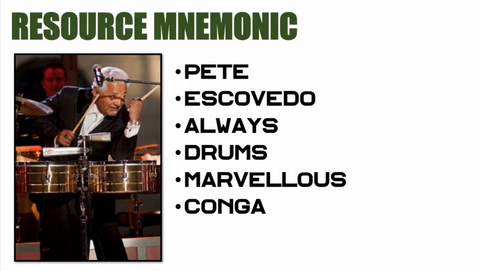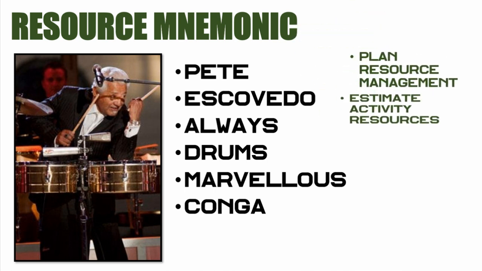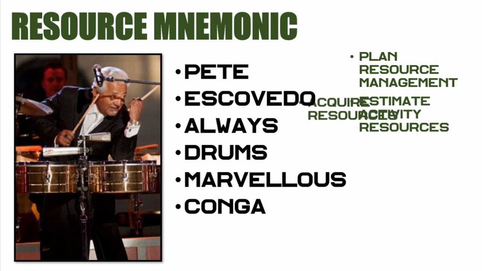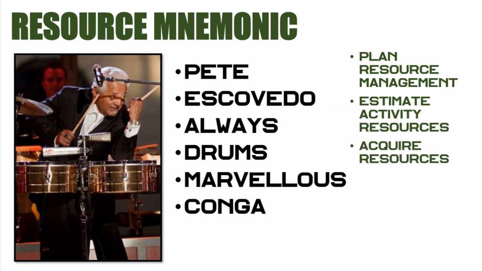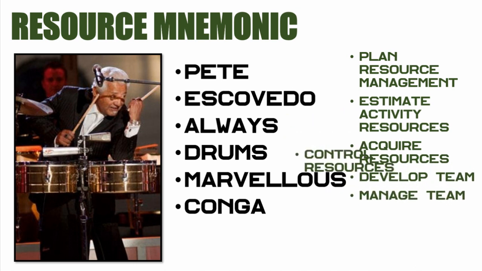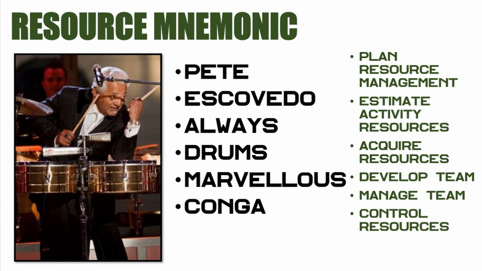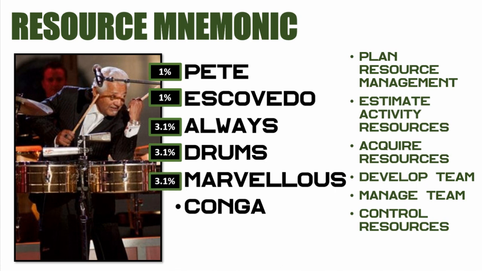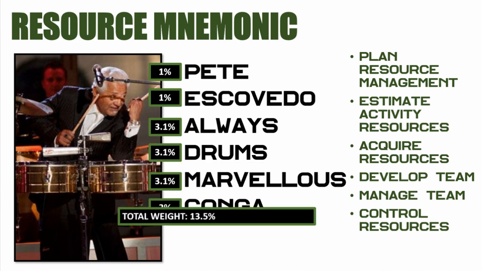So what does all this mean? Let's take a look. The P stands for Plan Resource Management. The E stands for Estimate Activity Resources. The A stands for Acquire Resources. Then Develop Team. Then Manage Team. Then Control Resources. And if we split them down, as we normally do, it's 1, 1, 3, with 1 for those in planning and 3 for those in executing. So A, D, M are those in executing, and in monitoring and controlling we have 2. If you add them all up, what are we going to get?